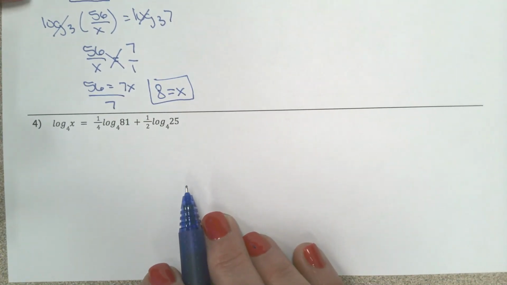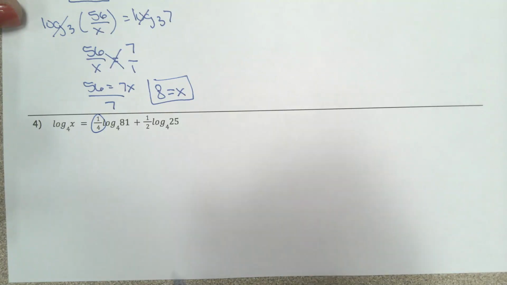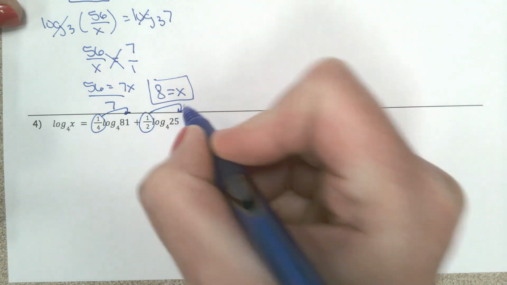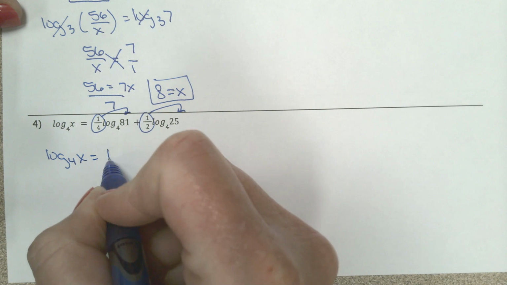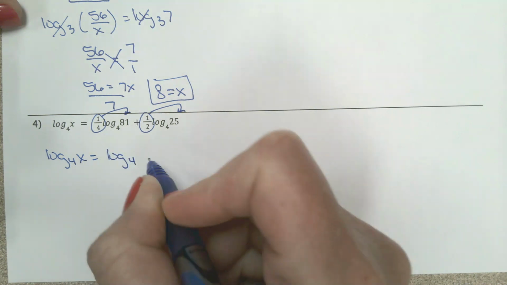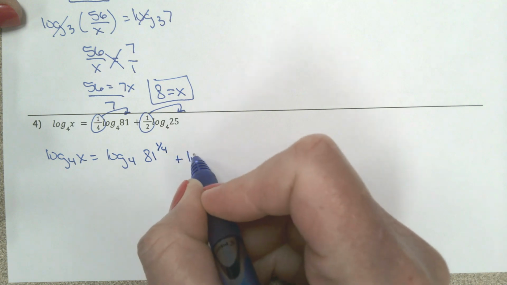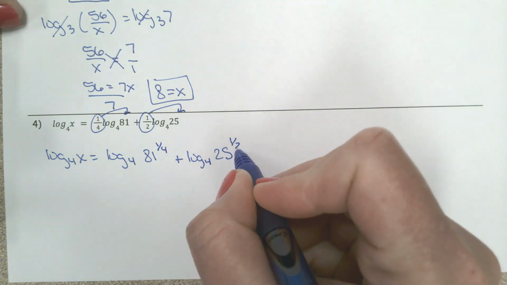On number 4, we have a lot going on. So we have multiplication in 2 different places. So I'm going to move that to the exponent. So I have log base 4 of x equals log base 4 of 81 to the 1/4 plus log base 4 of 25 to the 1/2.